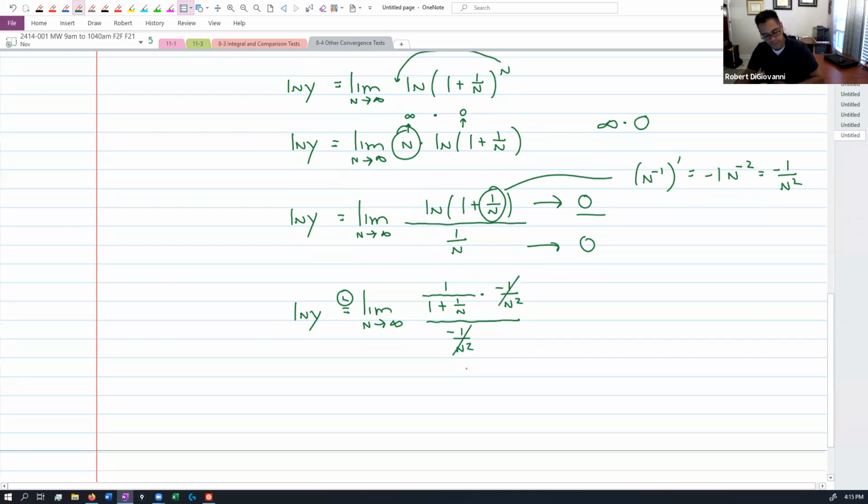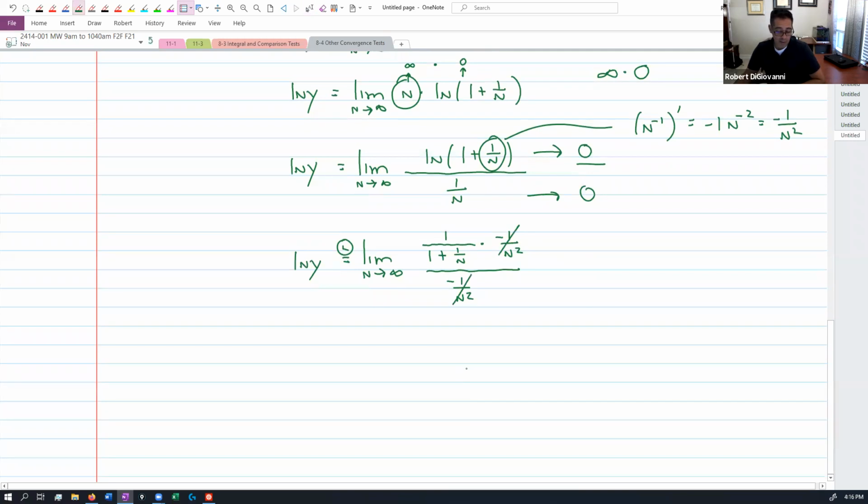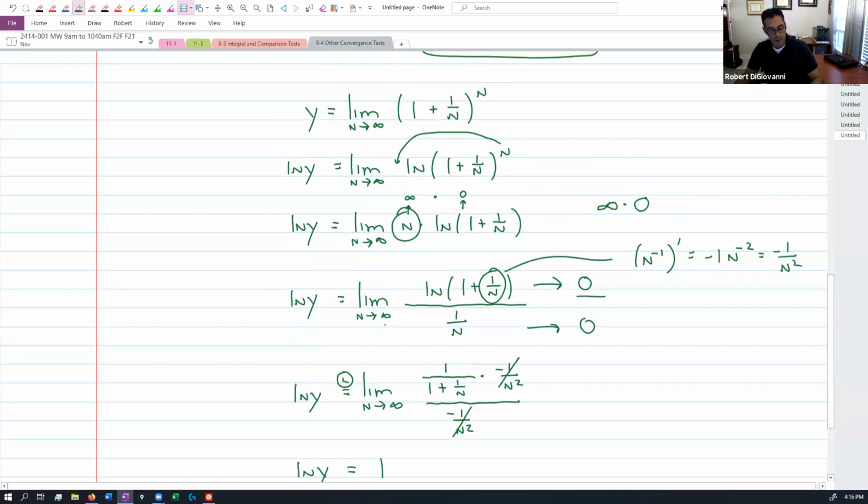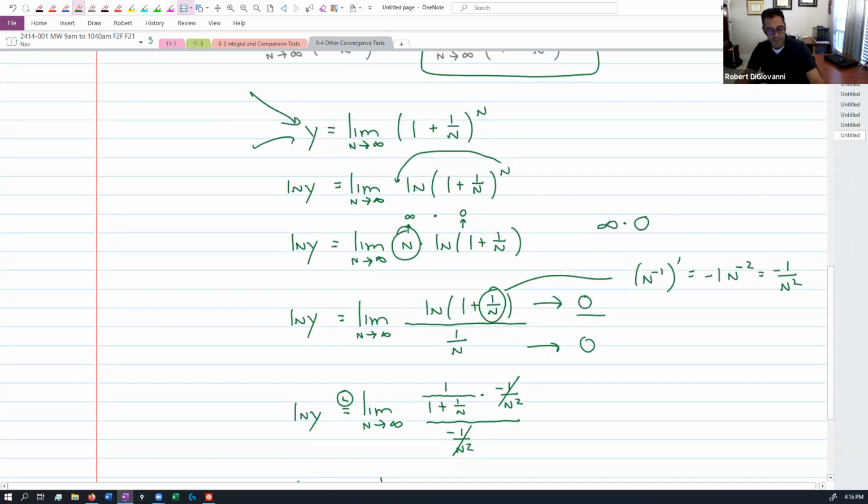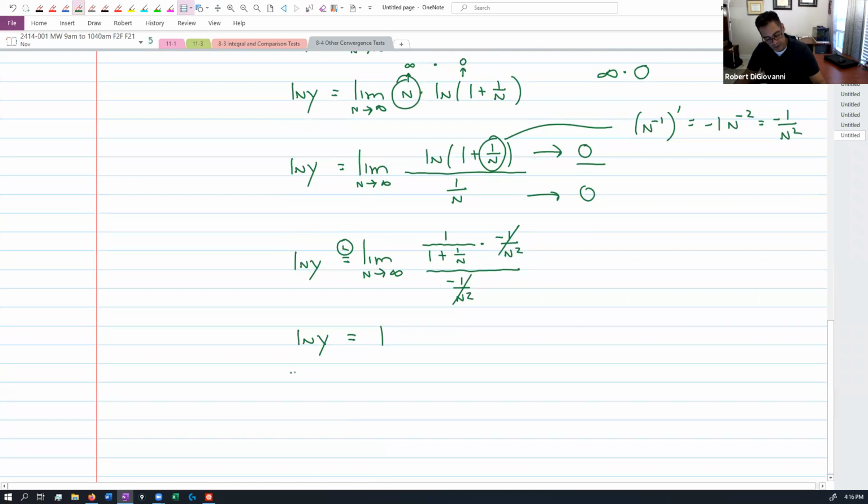These cancel. So now let n go to infinity. You get 1 over infinity. That goes to 0. 1 plus 0 is 1. 1 over 1 is 1. So you get natural log of y equals 1. But remember, we wanted to know what y was, right? So now what we do is we apply the exponential function to both sides because that will kill off the natural log. And e to the natural log of y is y. So y equals e to the 1, which is e.